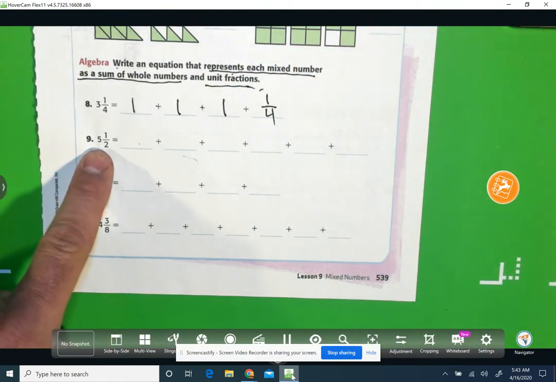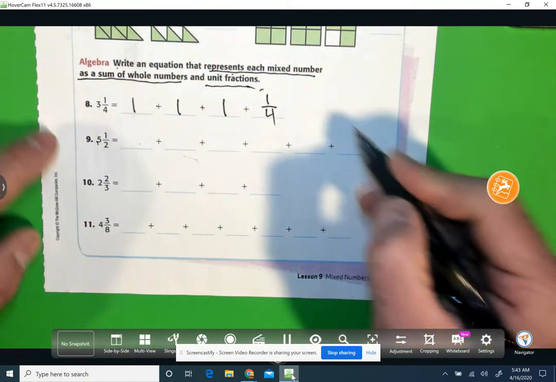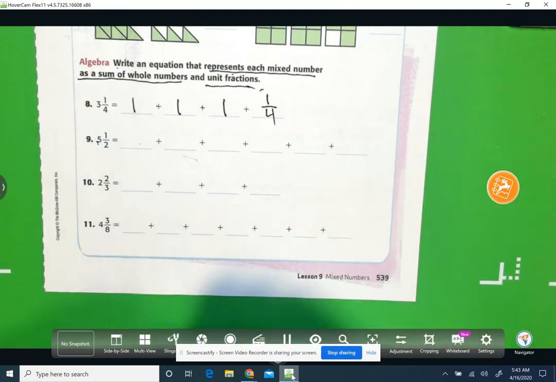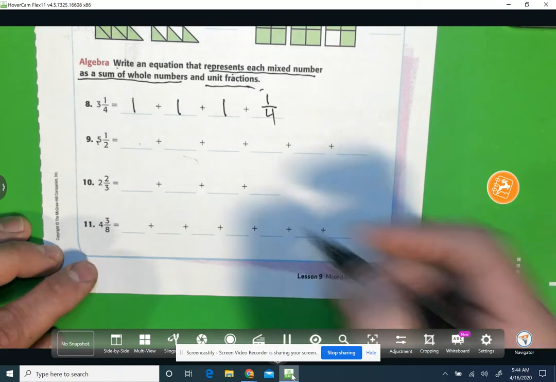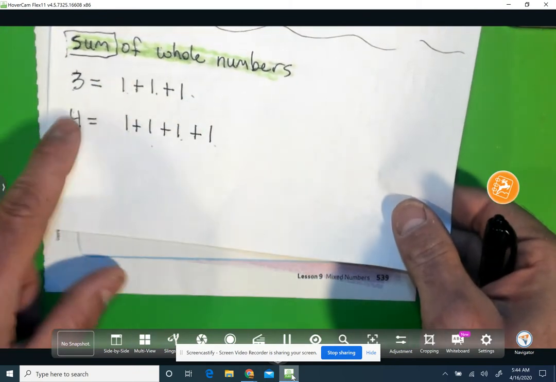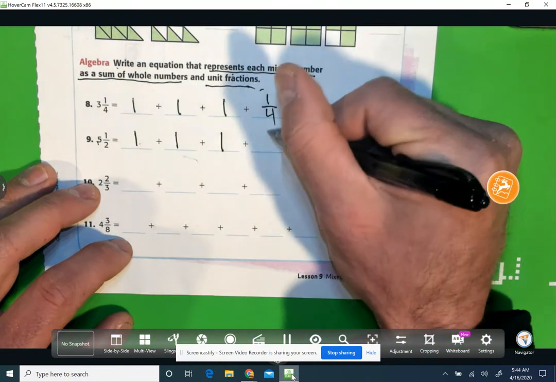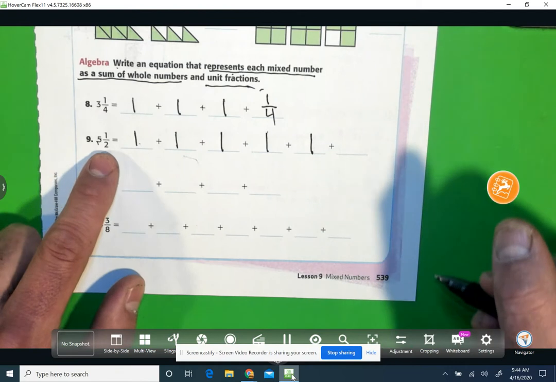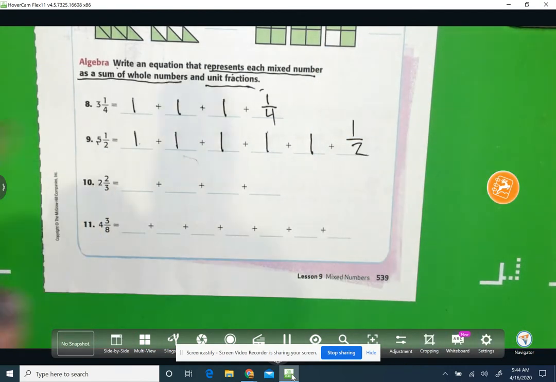Here we have 5 1/2. We have 5. I'm going to have you do this one, or work through it. Not fair, I didn't assign that page. Can't do that. So 5 is the sum of, well, if 3 is the sum of 1 plus 1 plus 1, and 4 is the sum of 1 plus 1 plus 1 plus 1, 5 is going to be the sum of 1 plus 1 plus 1 plus 1 plus 1 plus 1/2, because we already have the unit fraction.